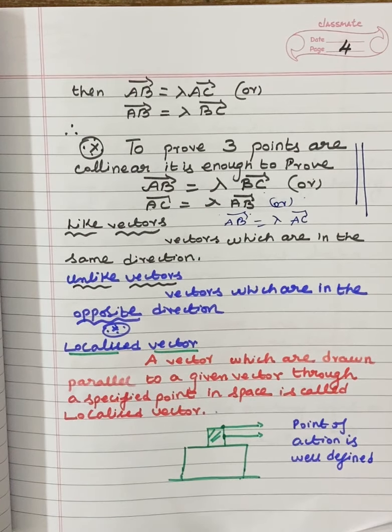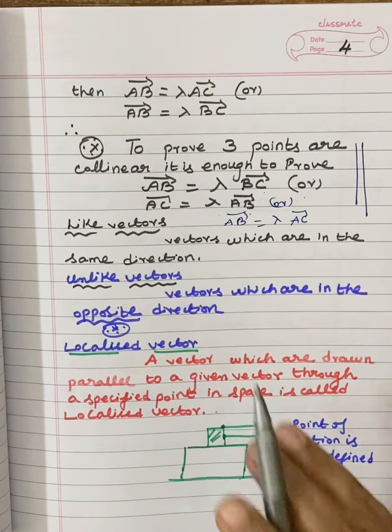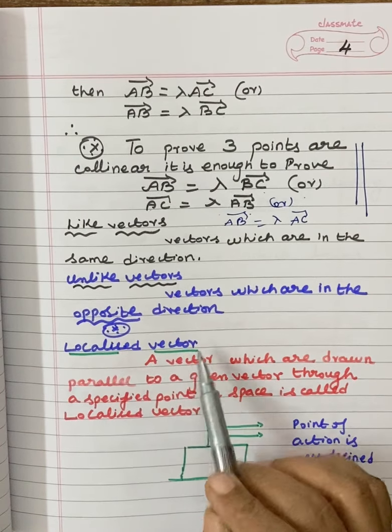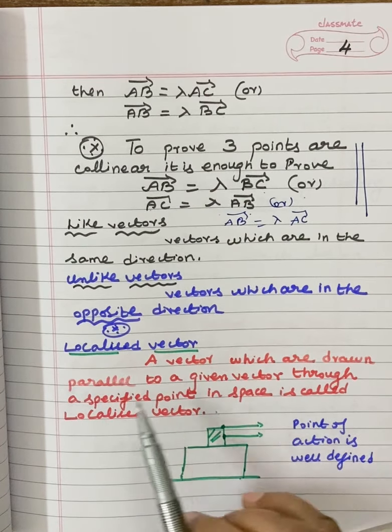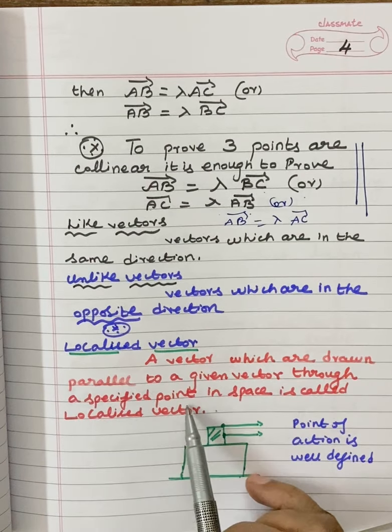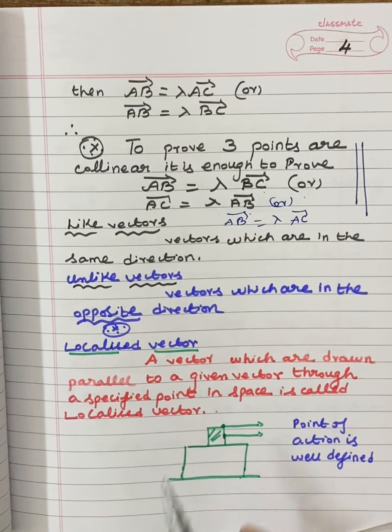Localized vectors. Definition and theory are very important for the problems in vectors. So each and every definition that is given, you have to know thoroughly. Localized vector. A vector which is drawn parallel to the given vector through the specified point in space is called a localized vector.